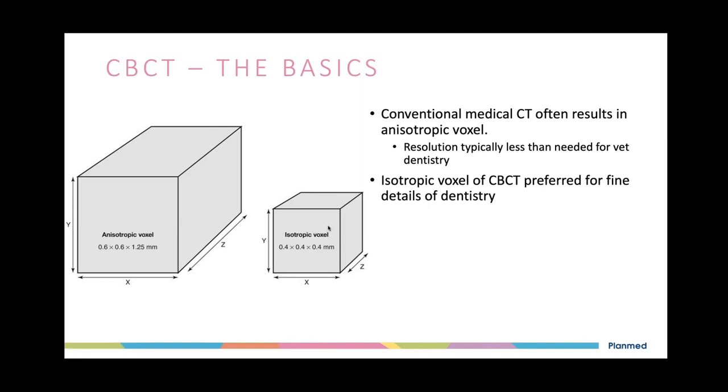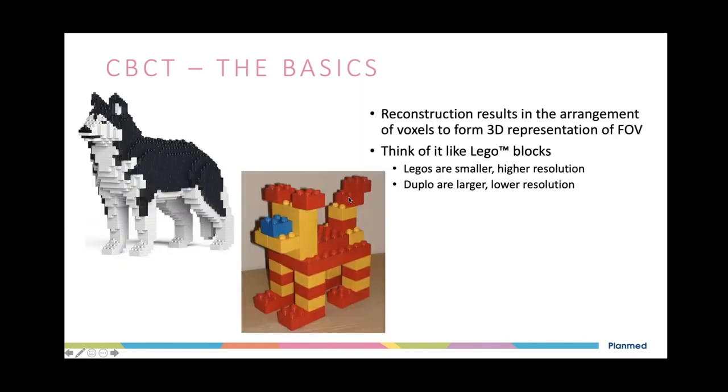Most offices that have access to medical CT, which delivers an anisotropic voxel, discover that it's fine for taking images of bones and joints and things of that nature. I'm losing my word, I apologize. But for the detail that you need for tooth level and endodontic type procedures, the anisotropic voxel just doesn't give the detail.